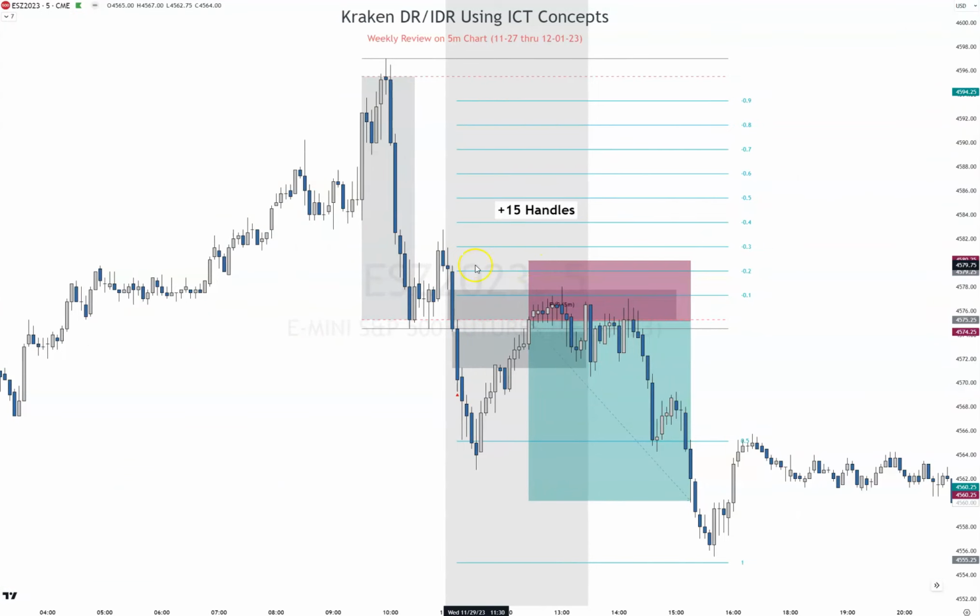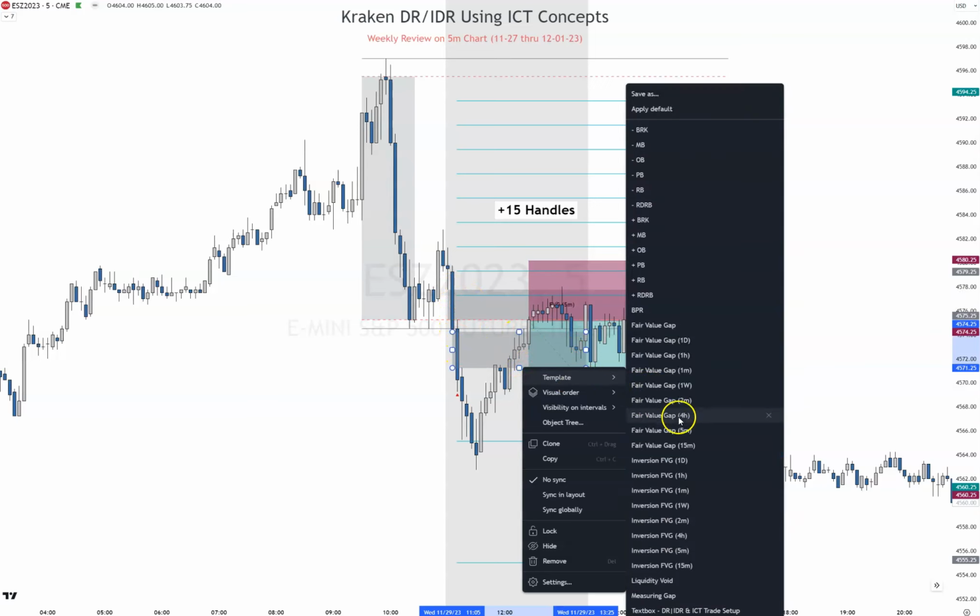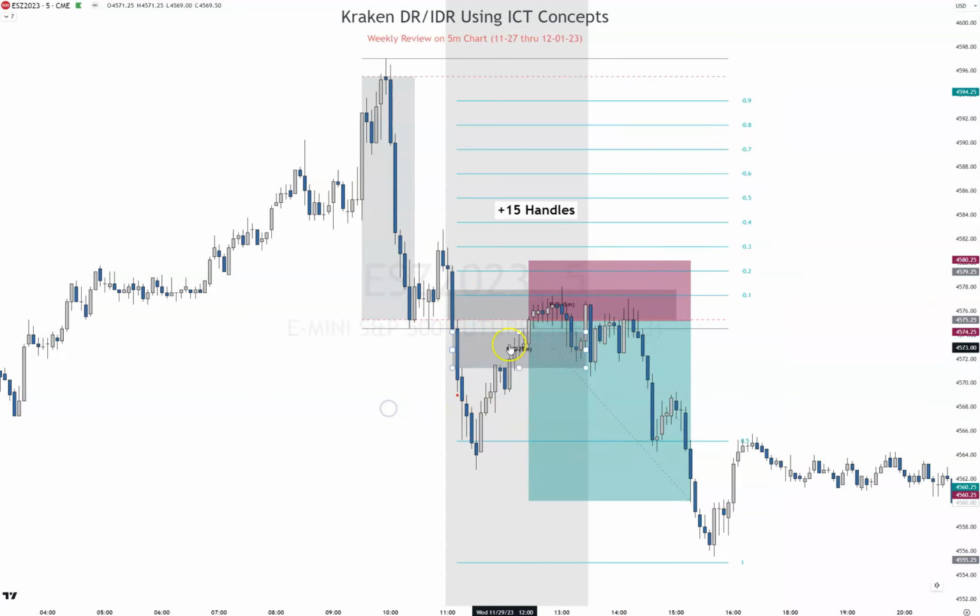There's Wednesday. Now Wednesday we get DR confirmation to the downside. This candle right here closed below this line at 11:10, leaving behind two fair value gaps. These two gray. This is a fair value gap. Didn't label it. My OCD will kick in. Have to have it labeled.